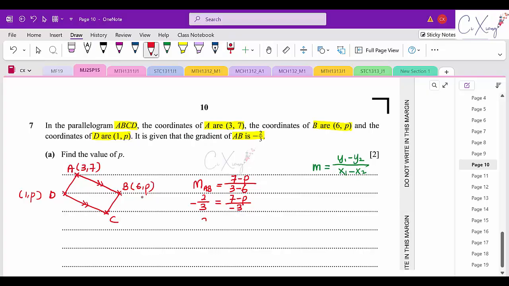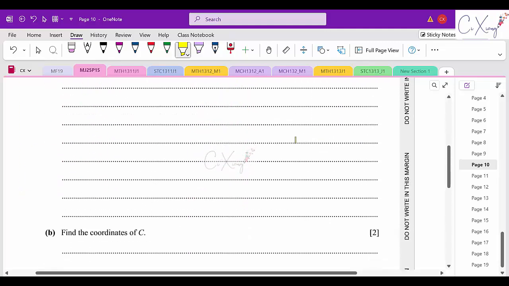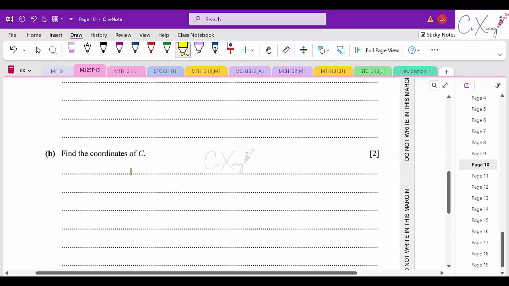Okay, then you have 2 equals 7 minus P. And from here, you can get the value of P, which equals 5. This is what I have for 7 part A. Then let's continue to 7 part B. Find the coordinates of C.